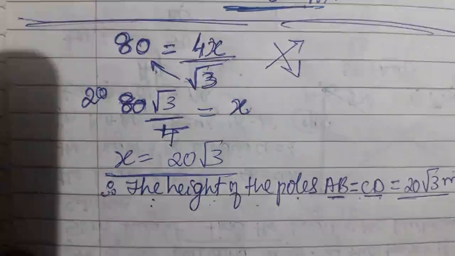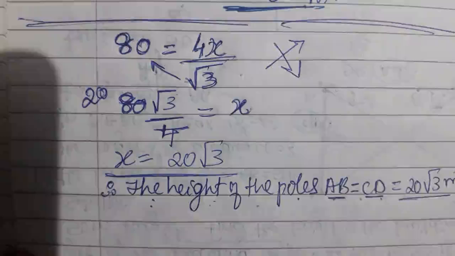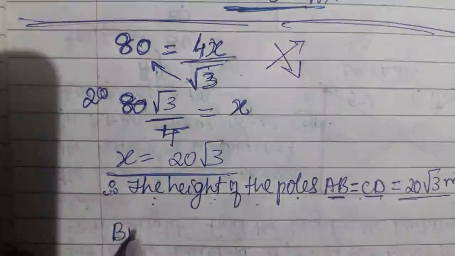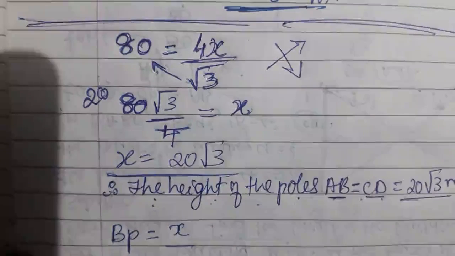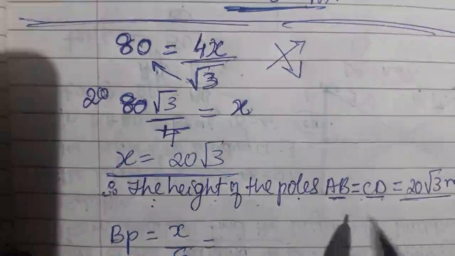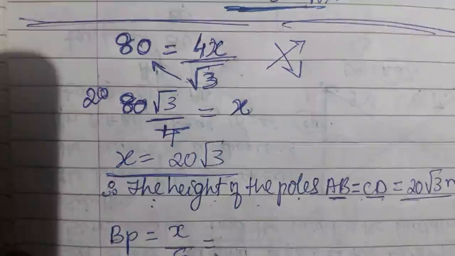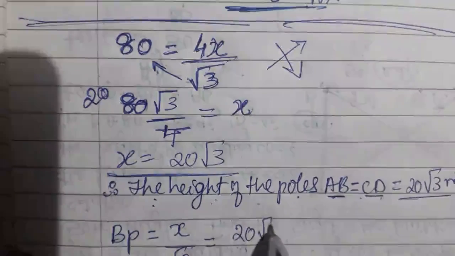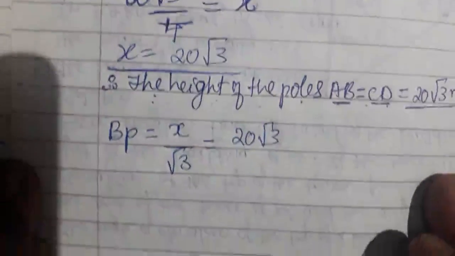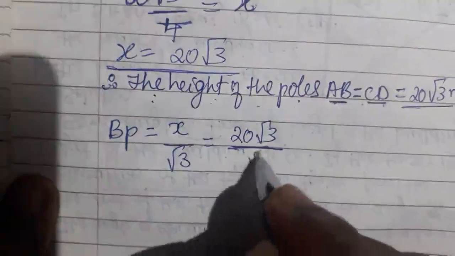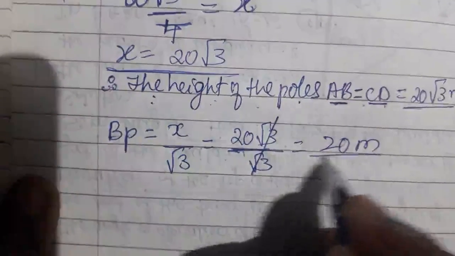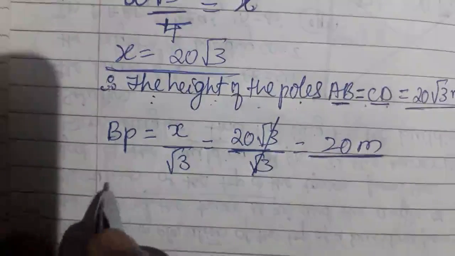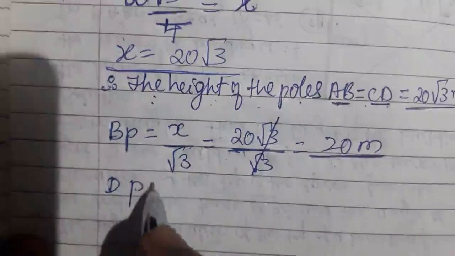Now we have to find the distance from the point P. So I have to find BP. BP is equal to x by root 3. What is the value of x? I got 20 root 3. So 20 root 3 by root 3, root 3 is gone. So 20 meter. So now we will see second pole distance, that is DP.